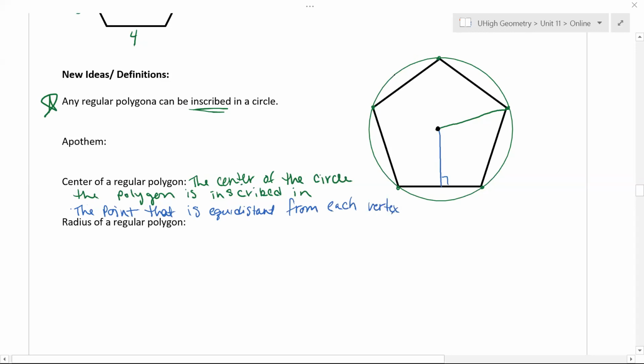So as you're thinking about this, if I had a point outside of my circle way over here, it's not going to be an equal distance from all of my vertices. So the only point that does have that equal distance is that center point.